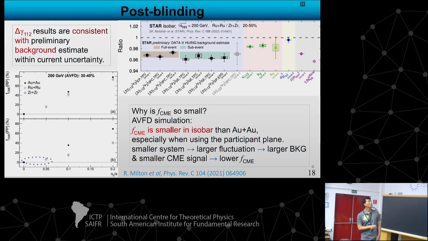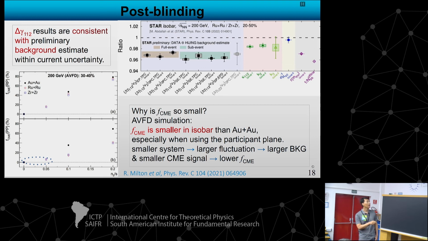Post-blinding, STAR has also re-estimated the baseline. So you see for the data points, the colored bands represent a new baseline. That means the measurements are consistent with the background. We do not observe the CME signal in the isobar.